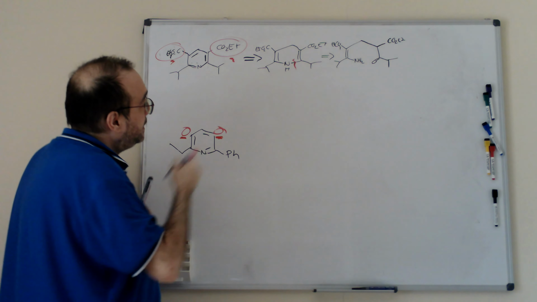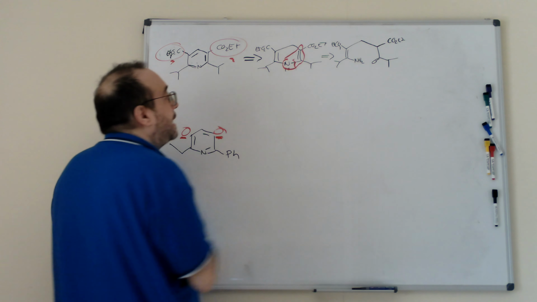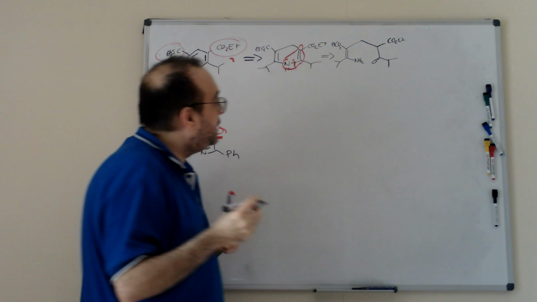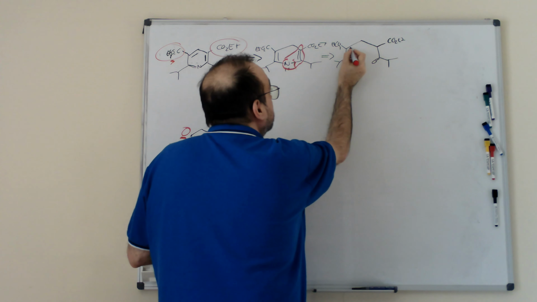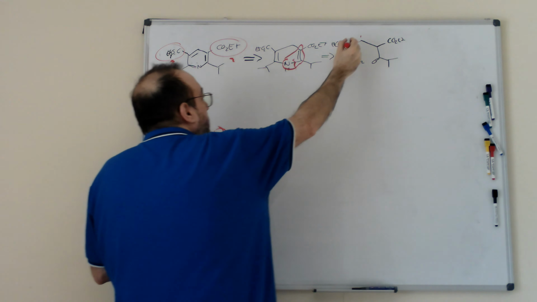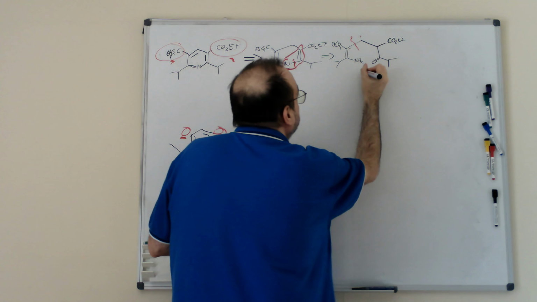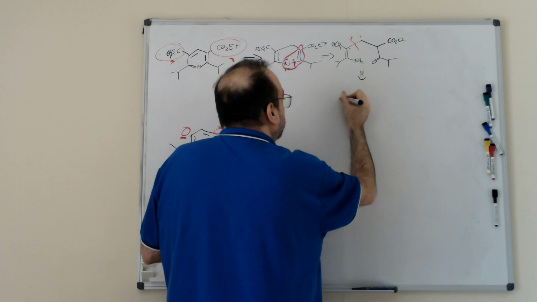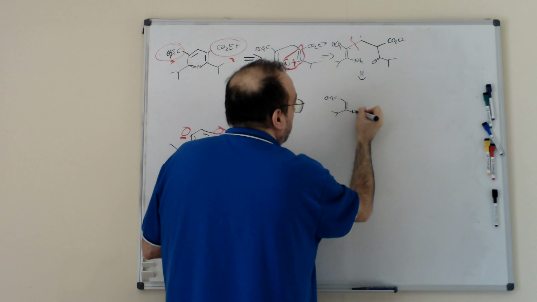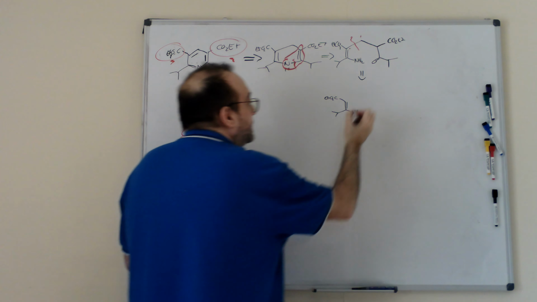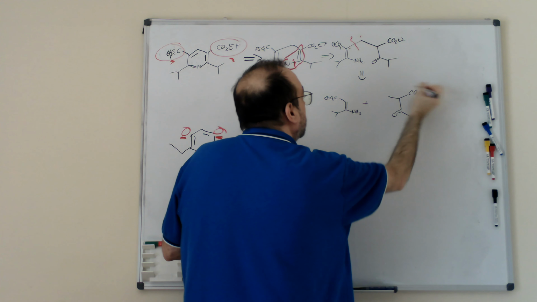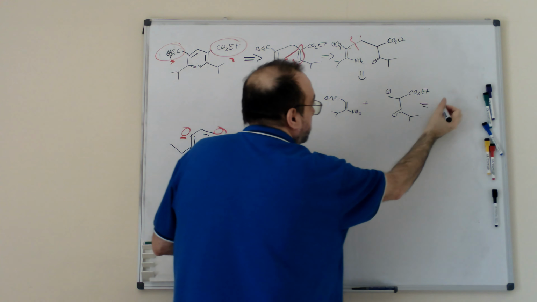If you take a look, this structure is nothing more than an enamine, okay? Well, we have these two intermediates, and if we take a look, this position is highly nucleophilic, and this position could take a Michael addition. That means if we break this bond, what we have is this, plus this, and this is the same as this.